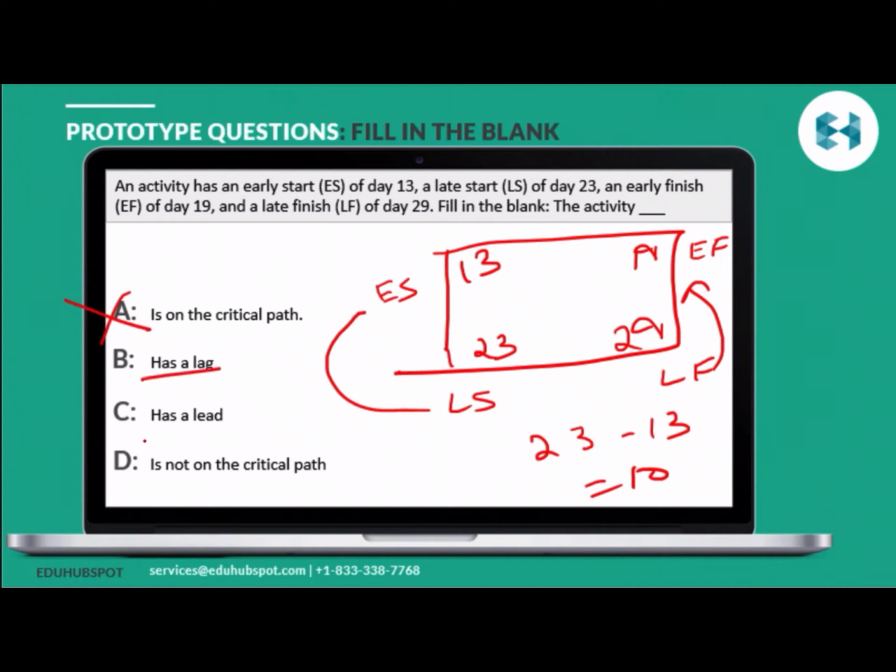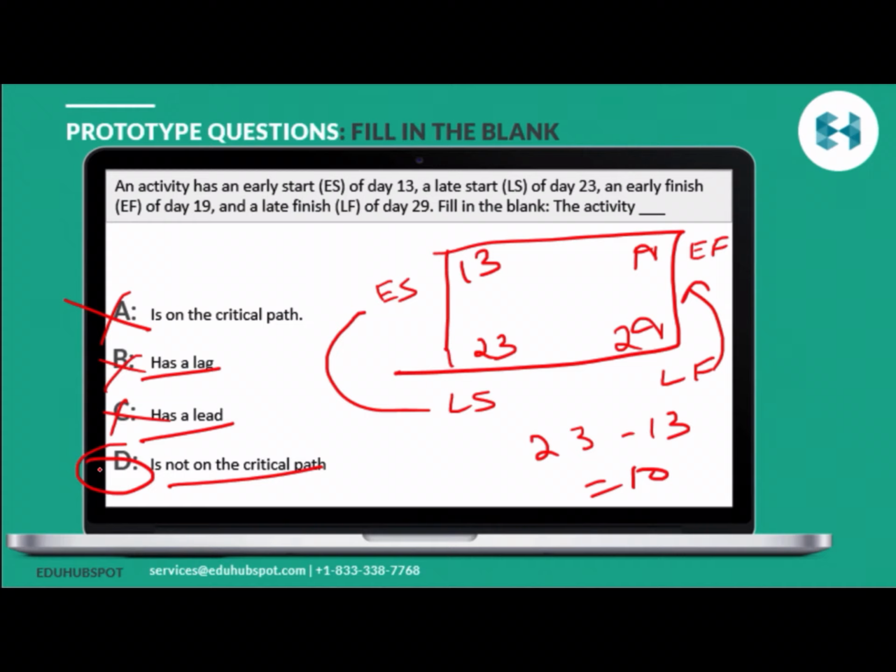Has a lag, has a lead. You cannot determine that it has a lead or lag. They did not explicitly say that in the question, or there is no indication of that. So B and C are gone as well. The final one is not on the critical path. Absolutely, it's not on the critical path, because 23 minus 13 or 29 minus 19 is not 0. If it had to be on critical path, it would have been 0. So the correct answer in this particular case is your answer choice D.